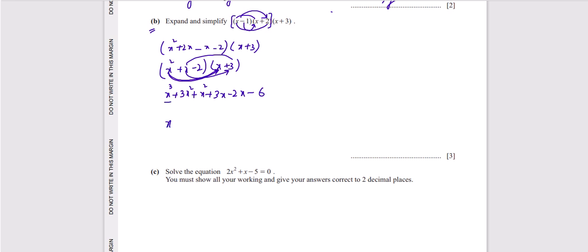x raised to the power 3 is the same. 3x squared plus 1x squared is equal to 4x squared, and 3x minus 2x is equal to x, and minus 6 is the same. This is our final expression: x raised to the power 3 plus 4x squared plus x minus 6.